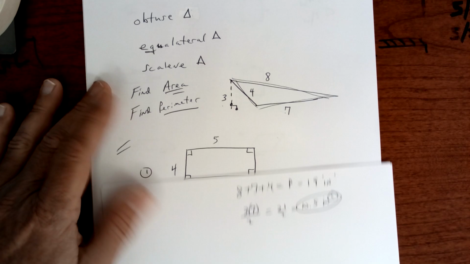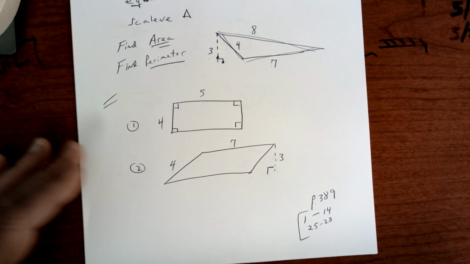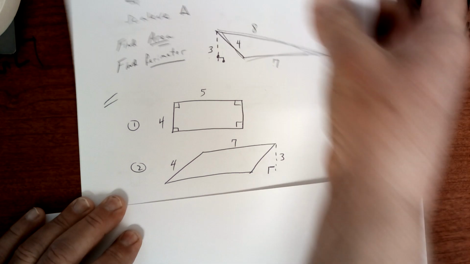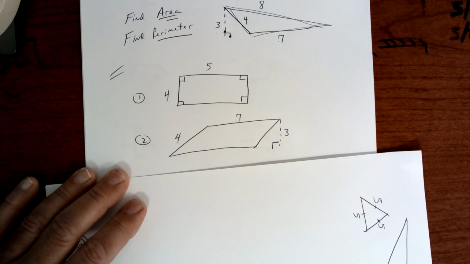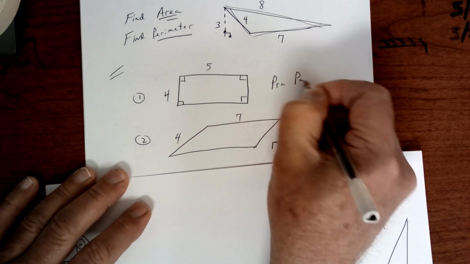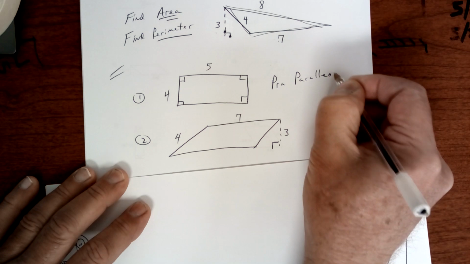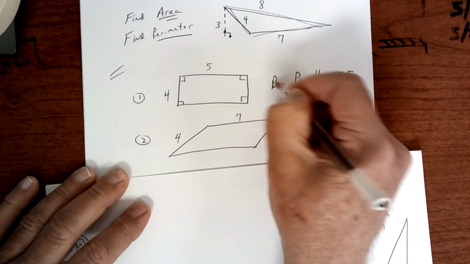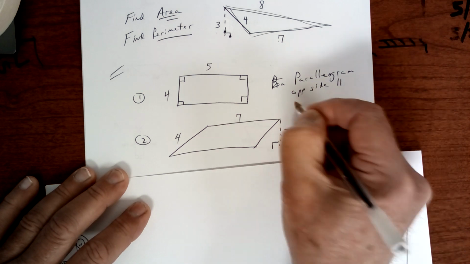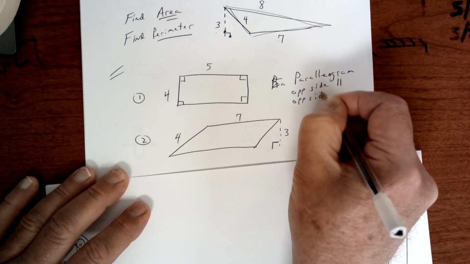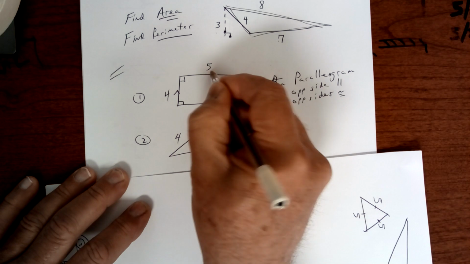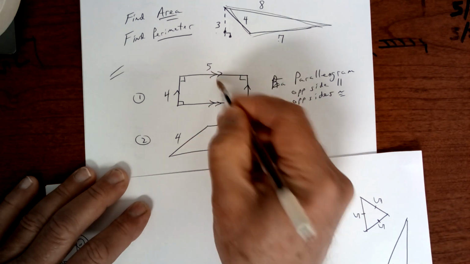Okay, let's keep moving. Copy these down right here. All right, so today we're talking about parallelograms. A rectangle is a parallelogram. So write this down. A parallelogram has opposite sides parallel and opposite sides congruent. In other words, this side is the same as this side, and this side is the same as that side. So they're parallel and they're equal.